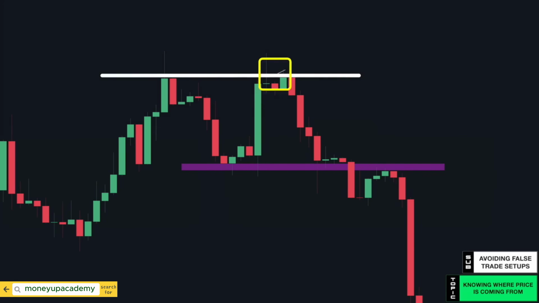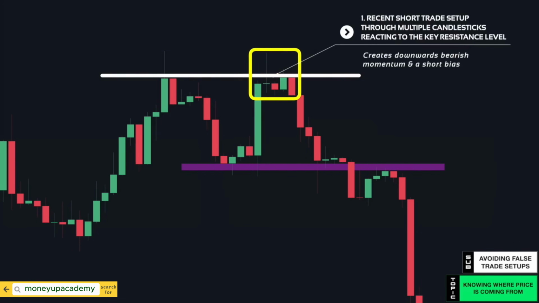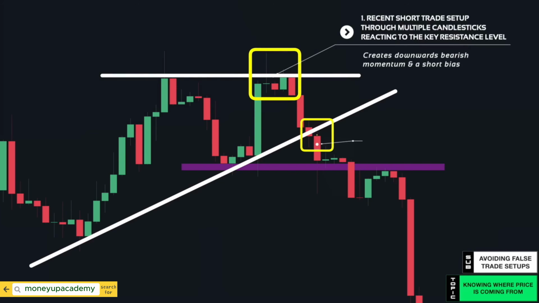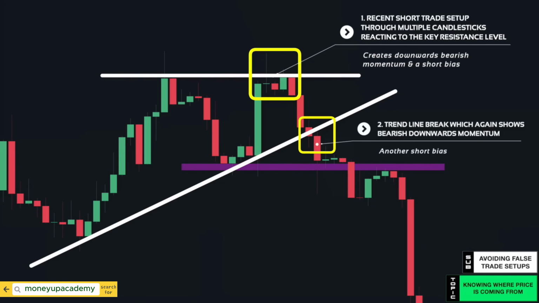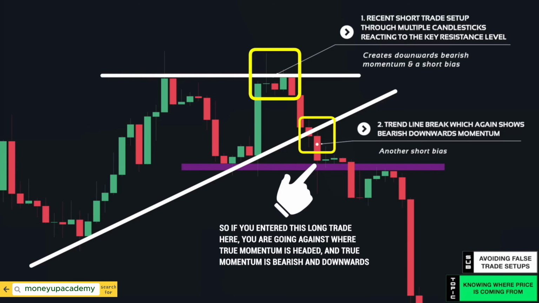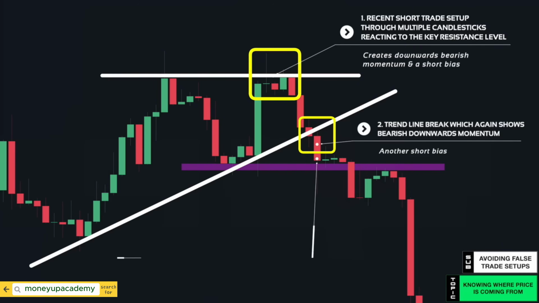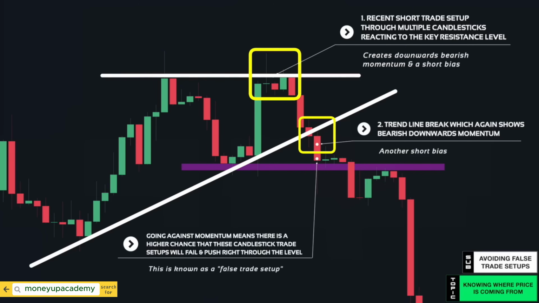You had a clear recent short trade setup here through the long wick candle at key resistance, followed by a trendline break, which means there is current bearish momentum. So if you entered this long trade here, you are going against where true momentum is headed, and true momentum is bearish and downwards. What this means is there is a higher chance that this long wick candle will fail and price will push right through.